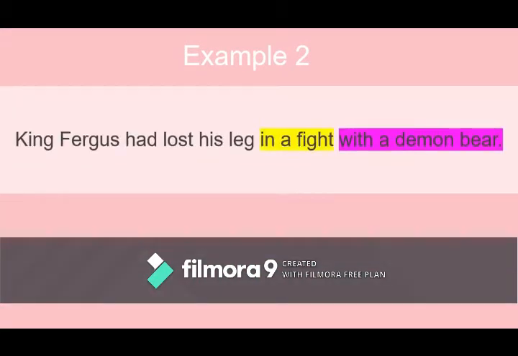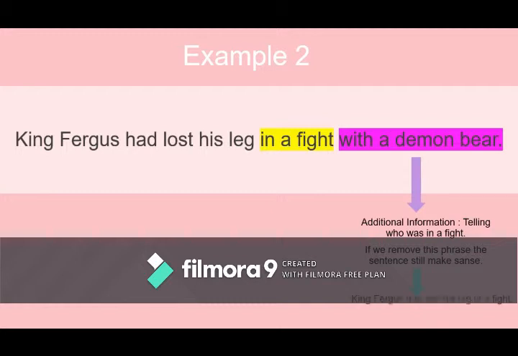Example 2. King Fergus had lost his leg in a fight with a demon bear. With a demon bear is additional information telling who was in a fight. In a fight is an adverbial phrase that modifies the verb had lost.